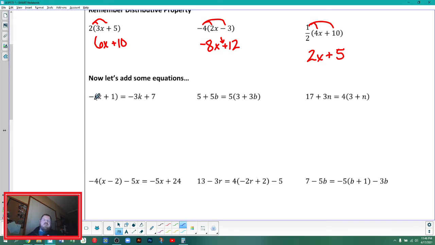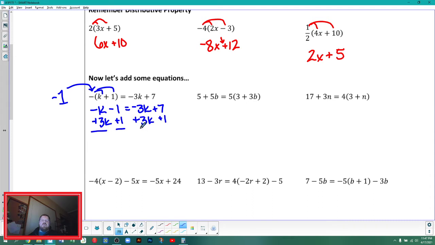The first one, I have just a negative that I'm distributing. Now, technically, that's a negative 1. You can think of that as a negative 1 hidden in there that we don't really see. So we do still want to distribute that, but all it's really going to do is change our signs. From here, we want to do what we did yesterday, and that is get my variables on one side and my numbers on the other.